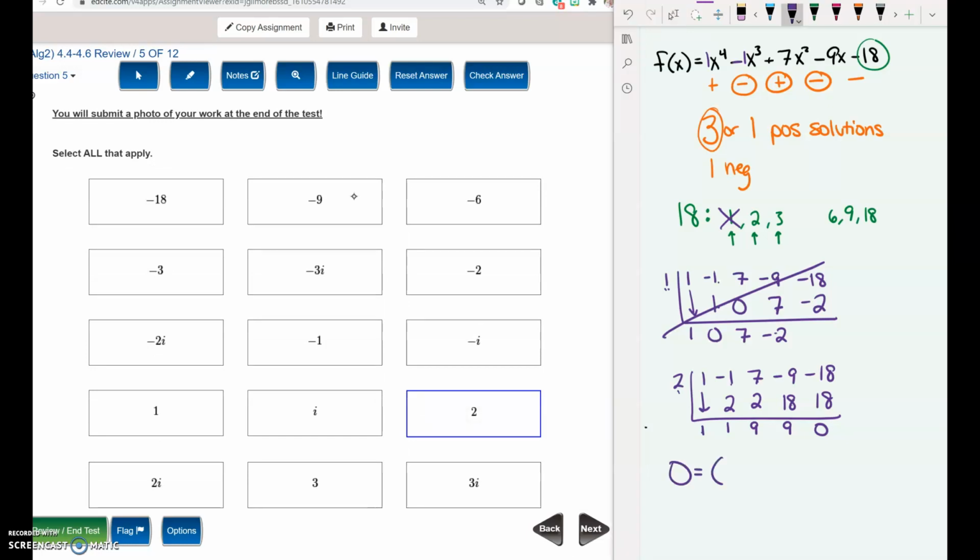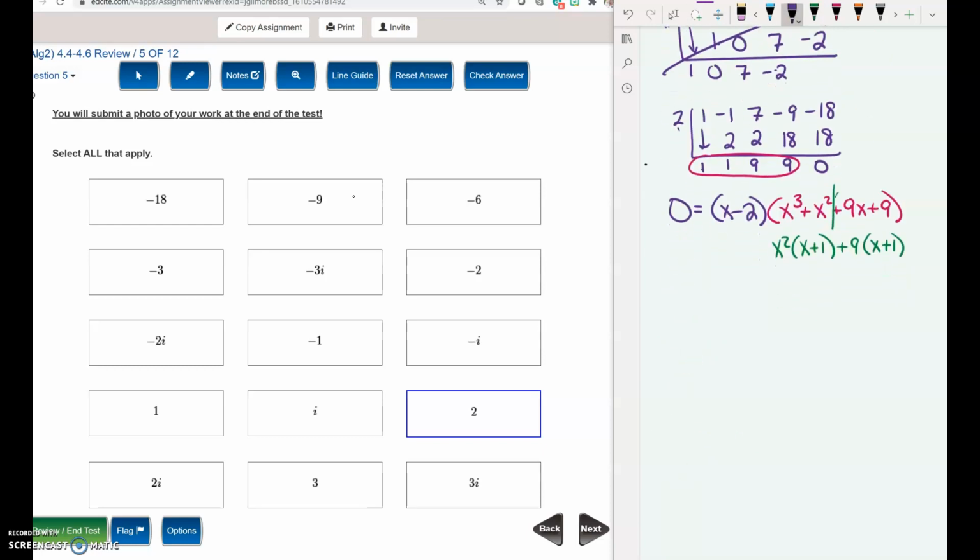That means that x minus 2 is in the factored form, and this stuff is going to give us the rest. So that's going to be x to the third. We started with x to the fourth. We just took an x out, so x to the third plus x squared plus 9x plus 9. Now that looks beautiful for factor by grouping. The first two have x squared in common. That's x plus 1. The next two have 9 in common, x plus 1. So our fully factored form is 0 equals x minus 2, that's from our first solution that we found, x squared plus 9, and x plus 1.